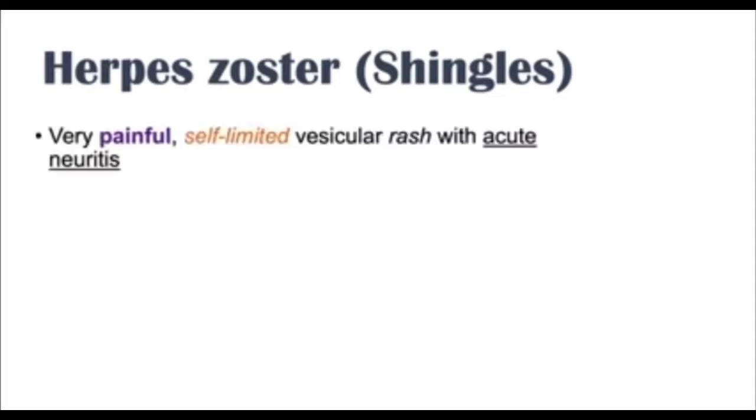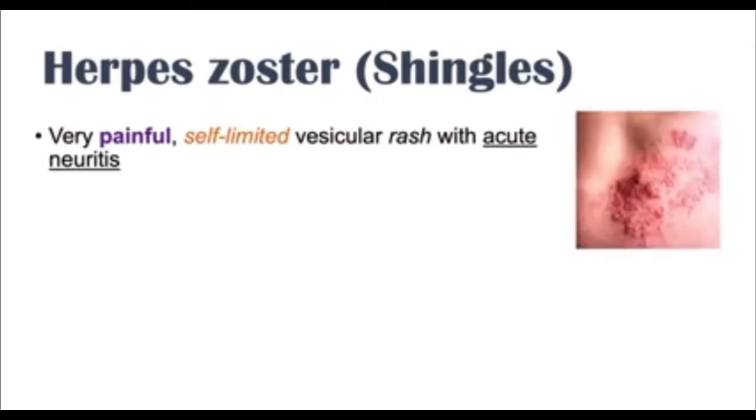Herpes zoster. In this lesson, we're going to talk about what shingles is, why it happens, some of the risk factors, and we're also going to talk about how we can diagnose and treat it. So, as we all know, it's a very painful, self-limited vesicular rash with acute neuritis. I'm going to talk about what all those terms mean more specifically in the next couple of slides.